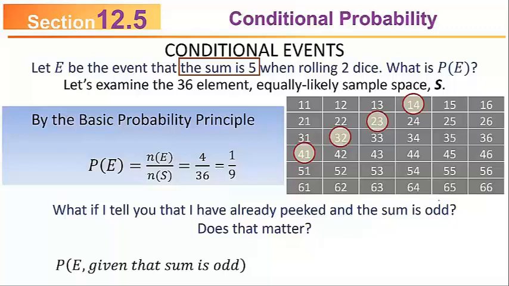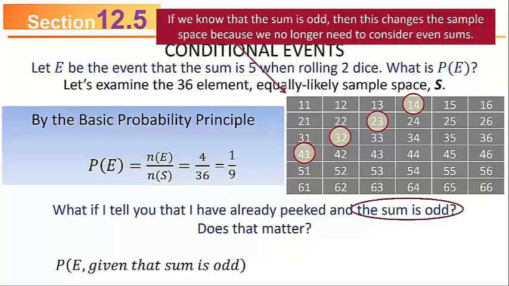So what I really want now is the probability the event E happens, which is getting a sum of 5, given that additional information, given that the sum is odd. That additional information is important because if I know the sum is odd, that changes the sample space because I don't have to consider any even sums anymore. So I can get rid of every sum that comes out even.